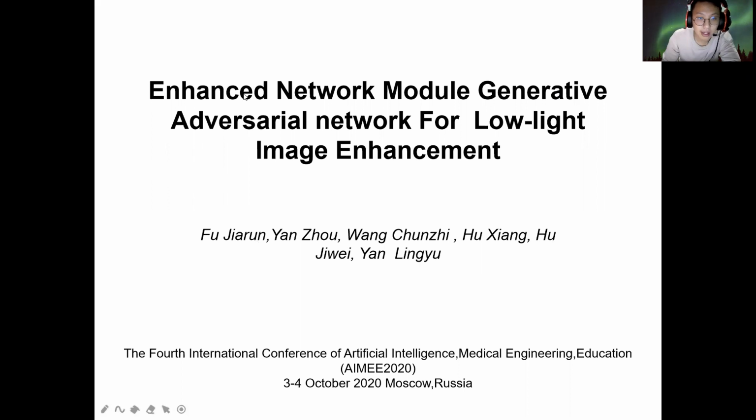Our title is Enhanced Network Module Generative Adversarial Network for Low Light Image Enhancement. We can see the target problem that we want to solve is low light image enhancement, and we are trying to combine the enhanced network module with the generative adversarial network to solve this problem.